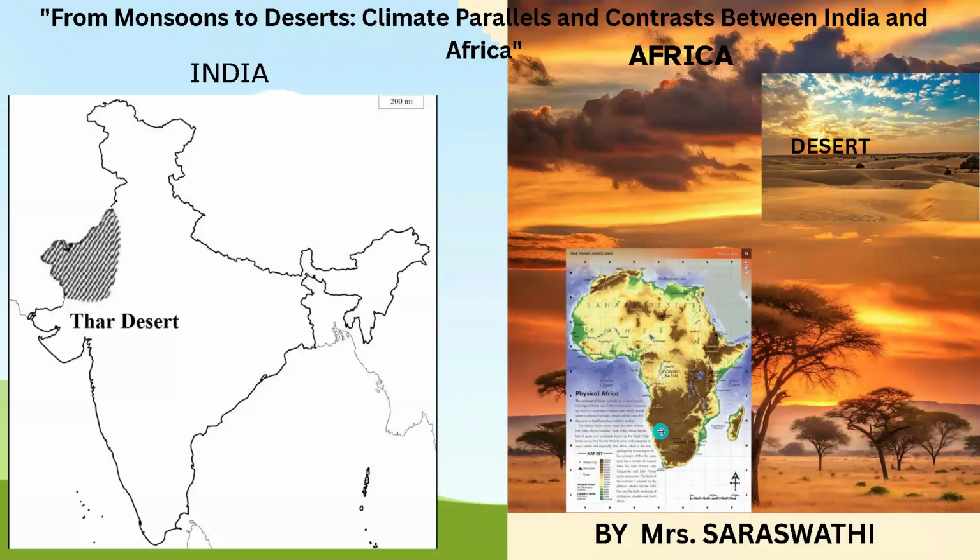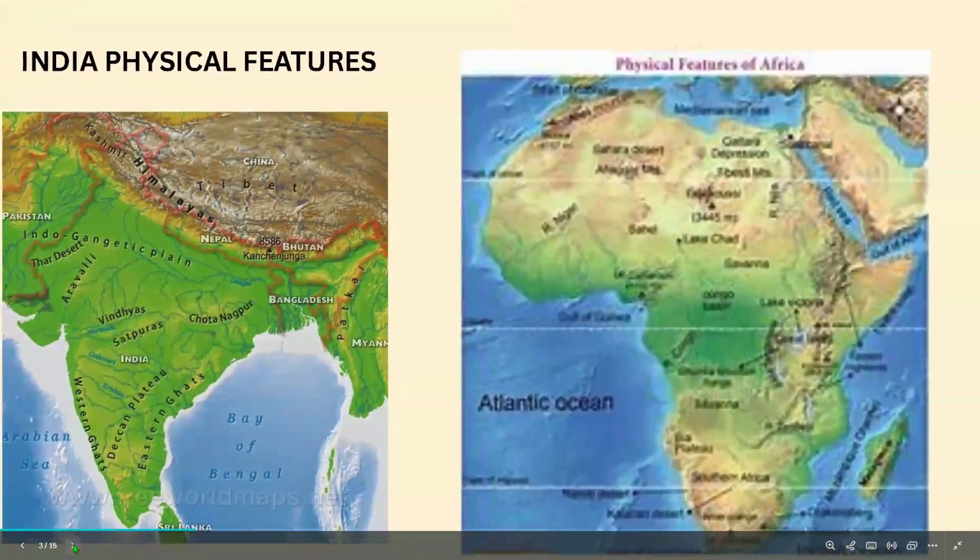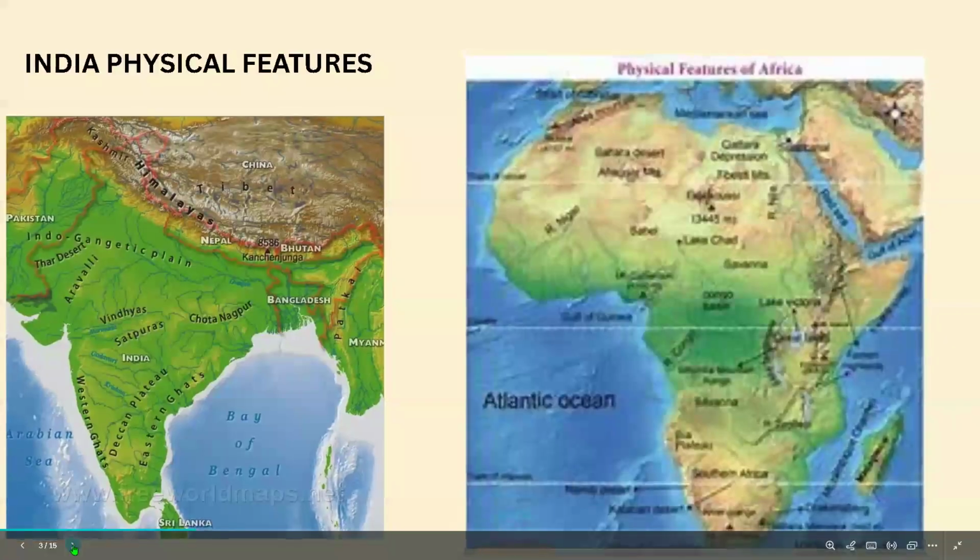Okay, you will find clouds, bright sunshine like this, and trees also without leaves. So you will find sand dunes. Most of the sand dunes you will find in these areas. When we are comparing the two, the subcontinent and the continent Africa, now let us see the physical features.